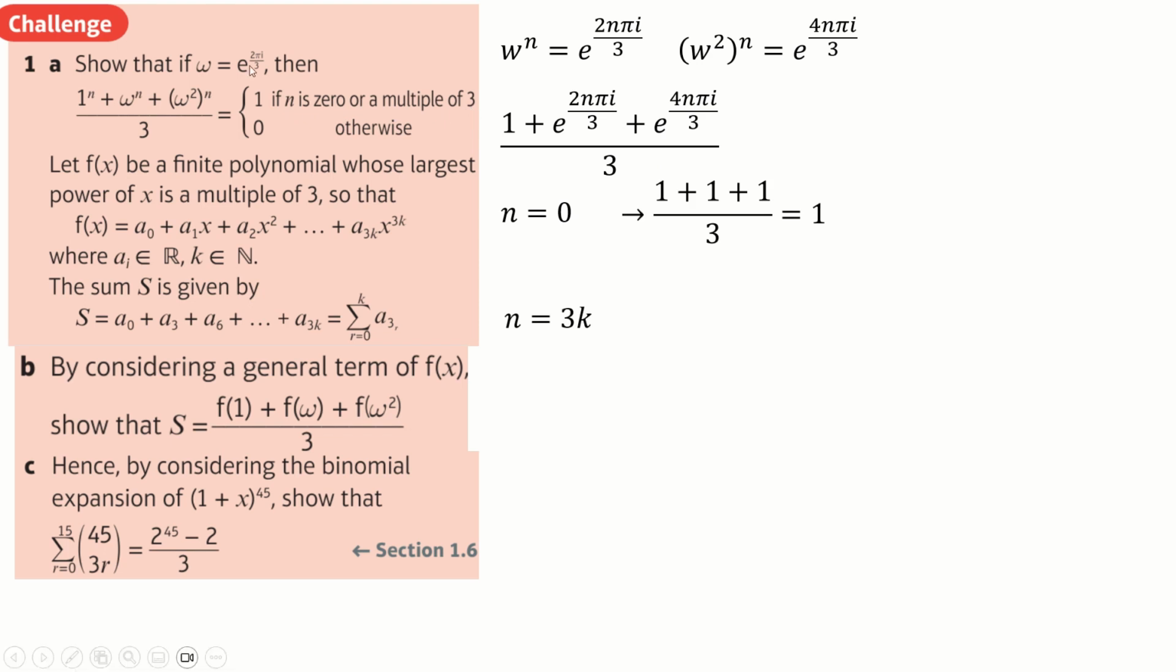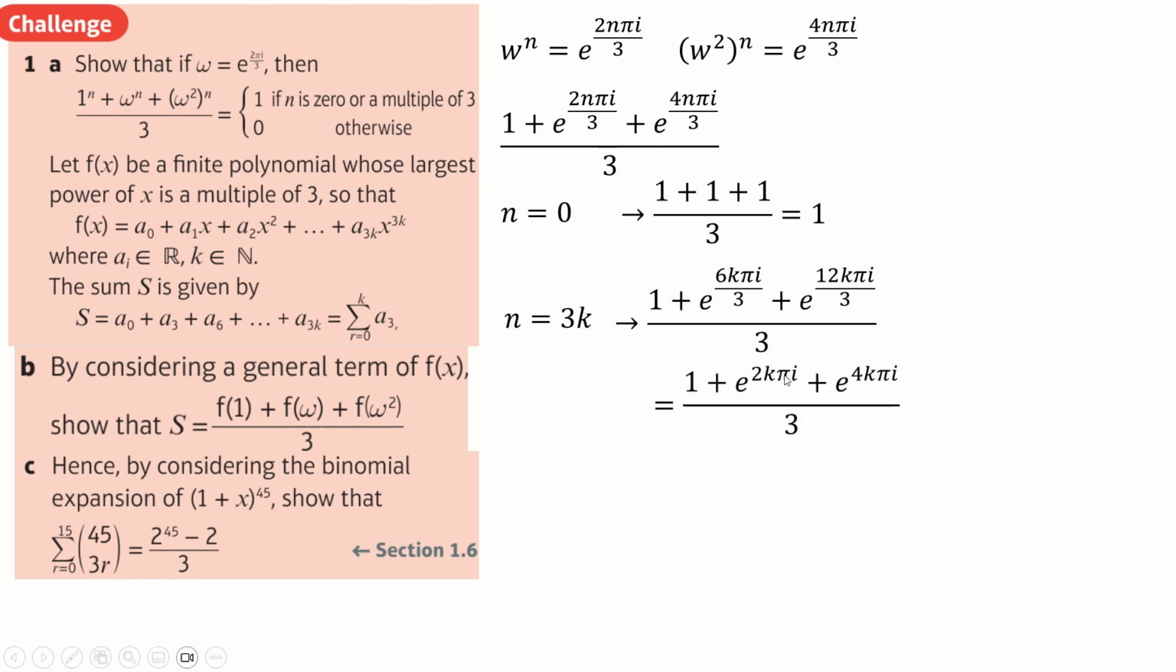It's never actually said that n is an integer here, but I think it has to be, right? I think that's implied. Anyway, so n is 3k. We'll just test for the multiple of 3. So let's put 3k in here, which makes a 6k here and a 12k here. But 6 over 3 is 2 and 12 over 3 is 4.